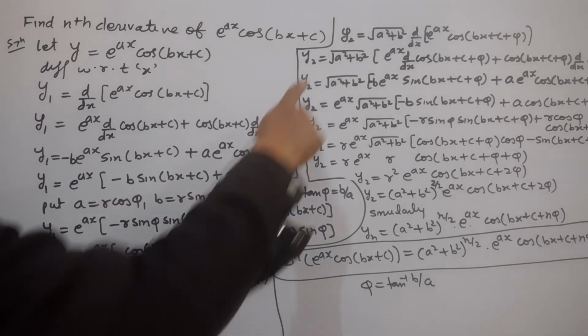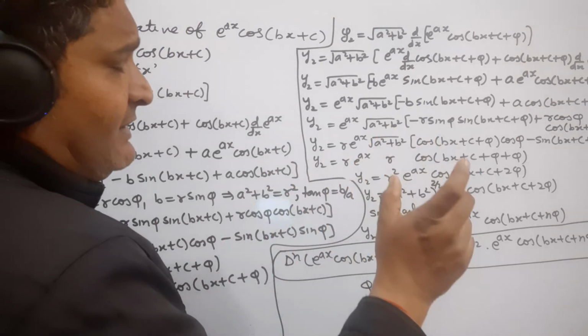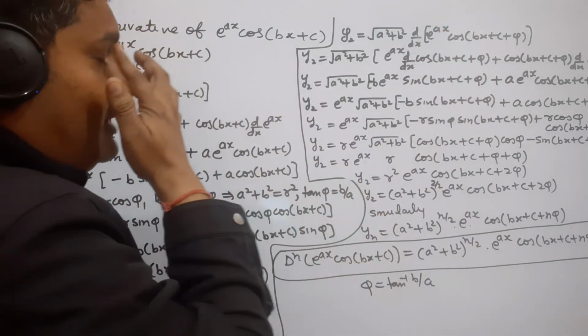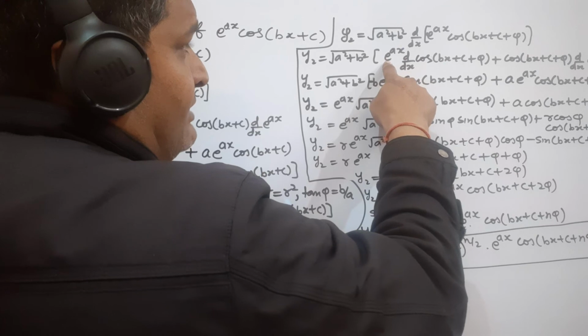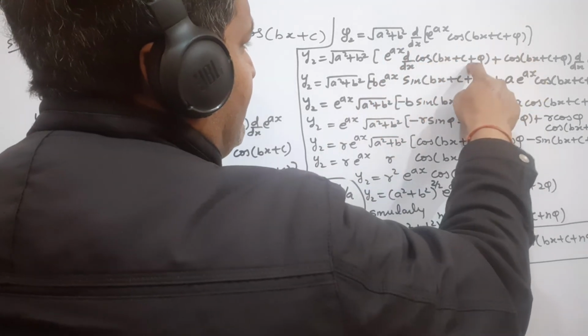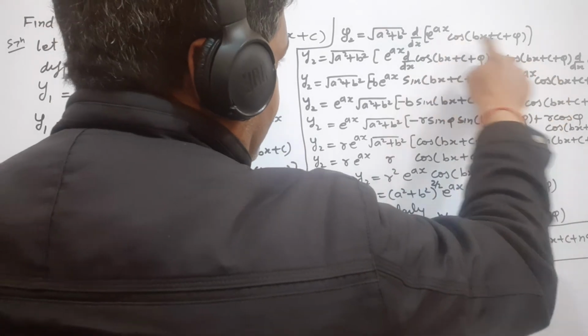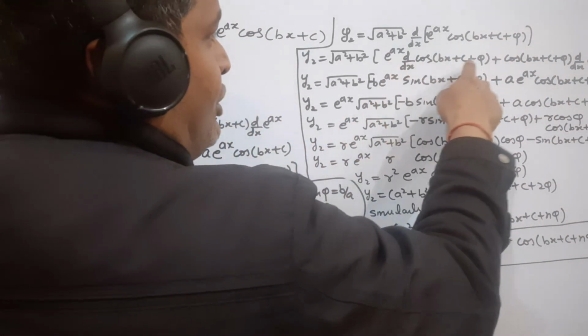so we get y2 and here under root a square plus b square is constant, so this will be right outside the differential operator and we use formula of differentiation of product of two functions, that is e to the power ax and cos bx plus c plus phi. So first we write e to the power ax, then d by dx of cos bx plus c plus phi plus second function cos bx plus c plus phi and d by dx of first function e to the power ax.